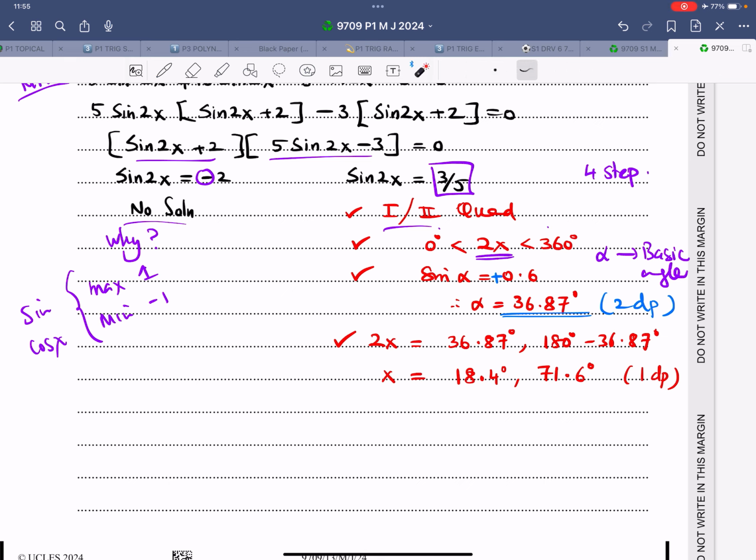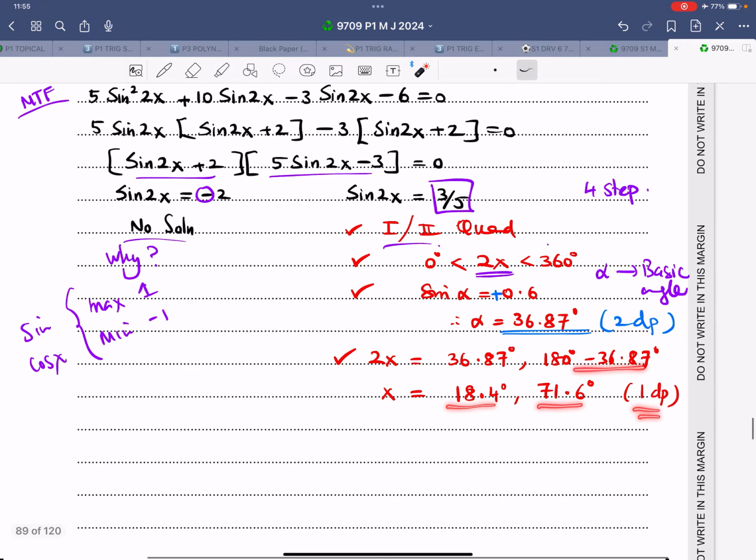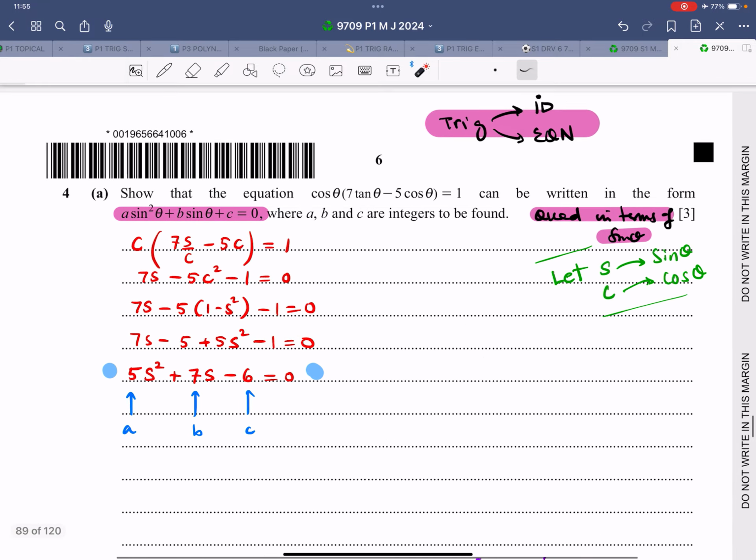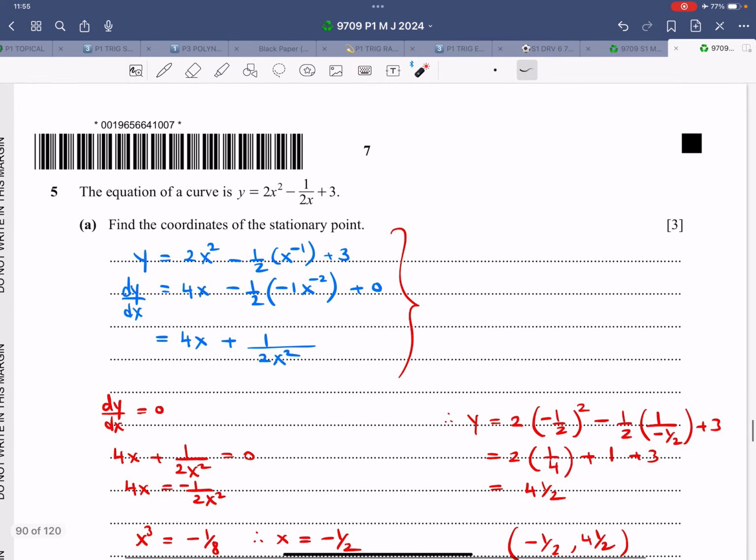And then its basic thing, 2x is equal to the angle in the first quadrant. As it is, theta is equal to alpha, and theta is 180 minus alpha. And then you round it off correct to 1 dp. So that was a pretty basic question of trigonometry.